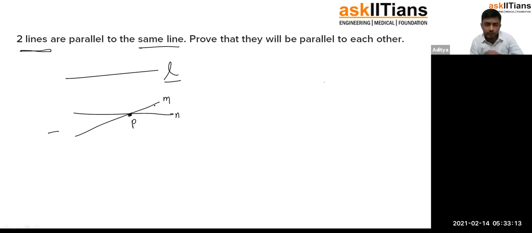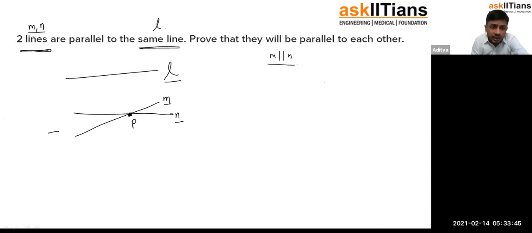Understand once again, I'll explain very carefully. What are we saying? We are given that two lines are parallel to the same line. So let us say these two lines are M and N. They are given parallel to the same line L. Prove that M and N will also be parallel to each other. This we have to prove, okay? So what I've done is I have assumed to the contrary that somehow they are not parallel. So then if M and N are not parallel to each other, then they will intersect at some point P.